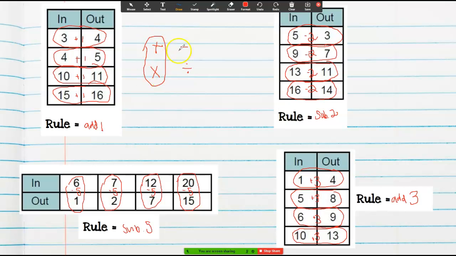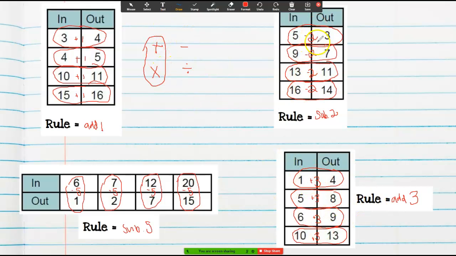Okay? And you can eliminate 2 of these symbols by knowing, am I starting with a small number and getting bigger, which would be adding or multiplying? Or am I starting with a big number and getting smaller, which would be subtraction or division? Okay, so that's how you can decide. You can automatically get rid of 2 symbols.